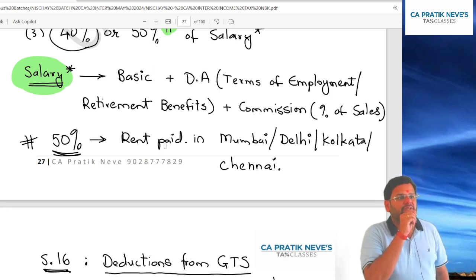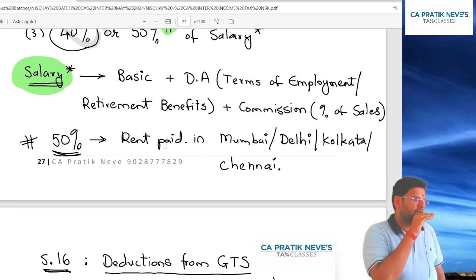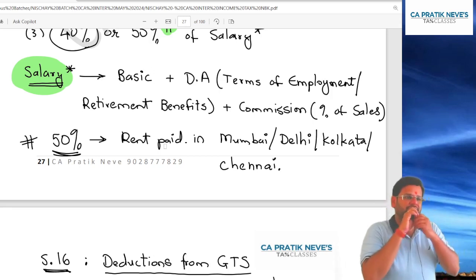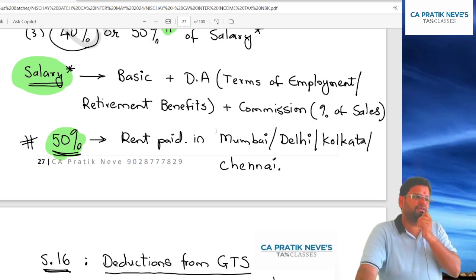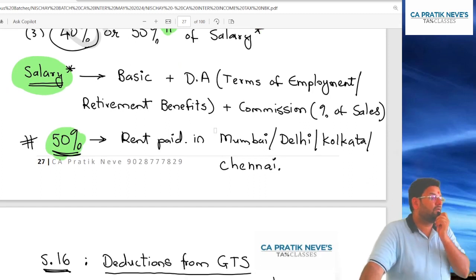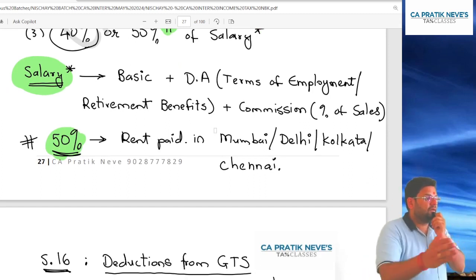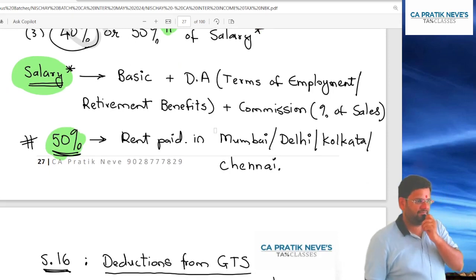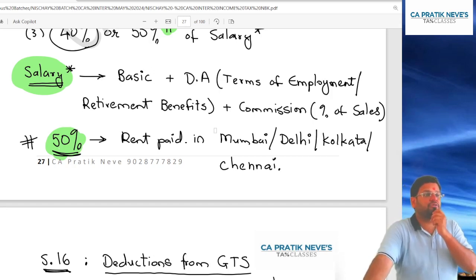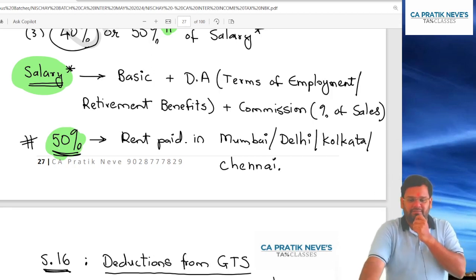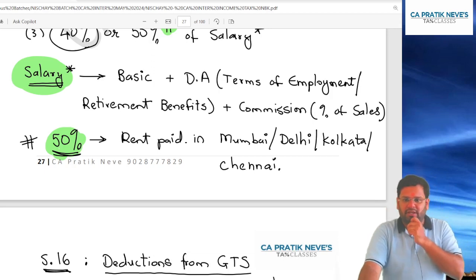Third, 40% or 50% of salary. 40% in other cities, 50% in these four cities. 50% when you are paying the rent in Mumbai, Delhi, Kolkata or Chennai. Complete this. 50% in which cases? And in all other cities it will be 40%. Clear all of you? 40% in all other cities. Shall we go ahead? Did you understand? Allowances. Of course, if you are going for 115 BAC, then you don't get any exemption for this HRA also.